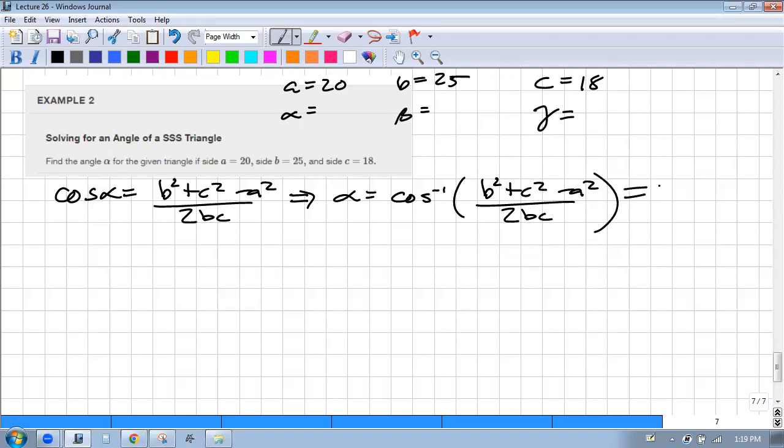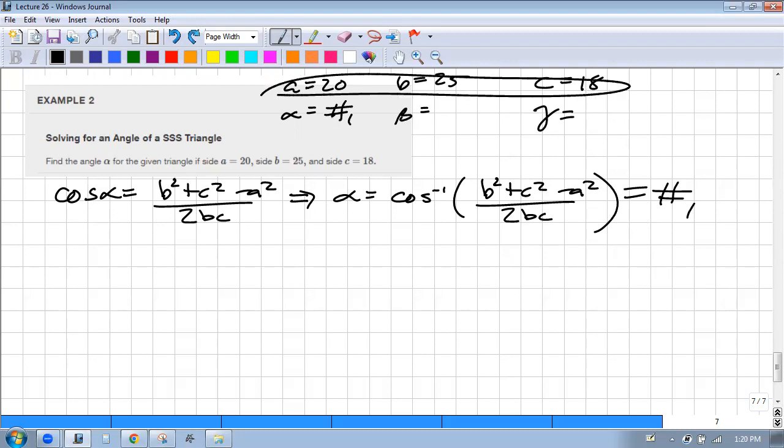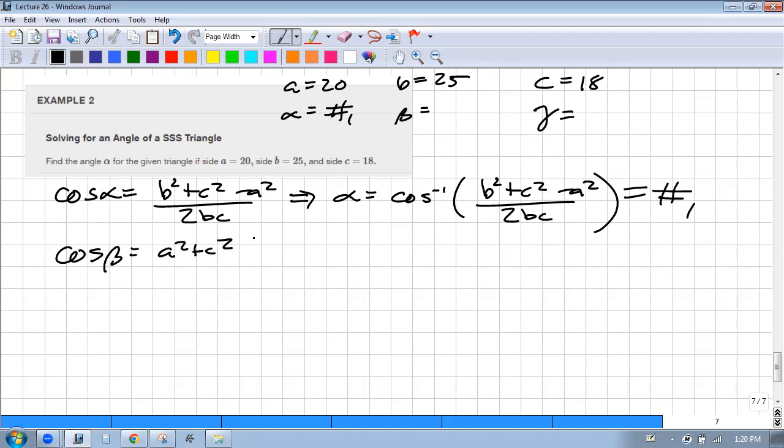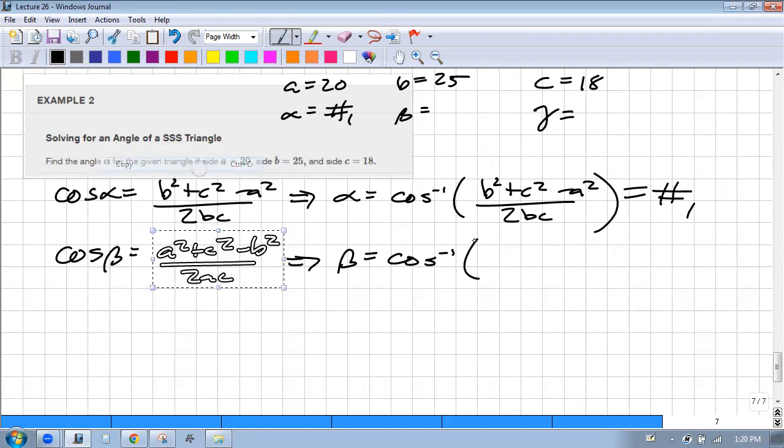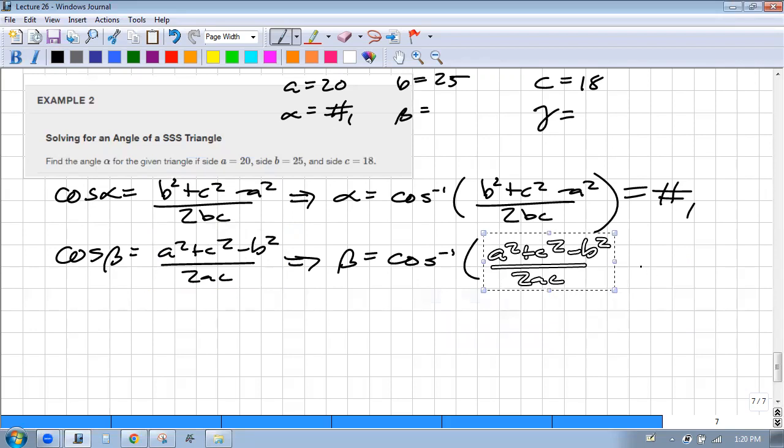We know all those pieces of information, so we get a number. Now that we have an angle, we can use the law of sines to get beta, or we could use the law of cosines to get beta, because we have all these. Either way, whichever way you want. Cosine beta would be a squared plus c squared minus b squared over 2ac. So beta would be cosine inverse of this stuff.